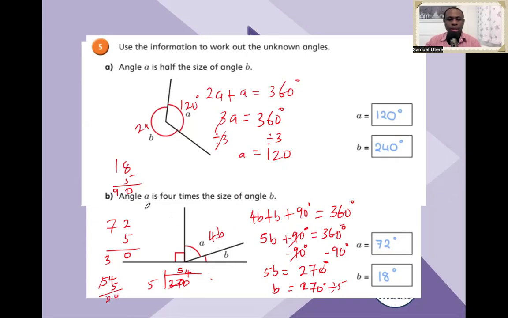So again, looking at the question again, angle A is 4 times the size of angle B. Yeah, that's right. So if that's B, that could be 4B. So 5B plus 90. Oh no, that's a mistake. Why did I say 360 degrees? Apologies for that. Let's rub this all off. So apologies, sincere apologies. Shouldn't be 360. That's a mistake. Just a minute.